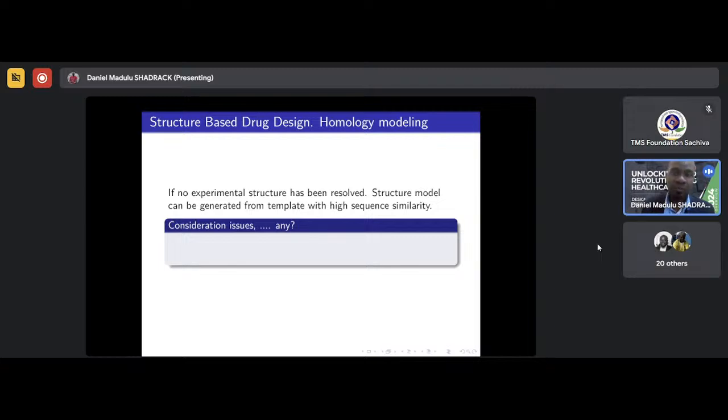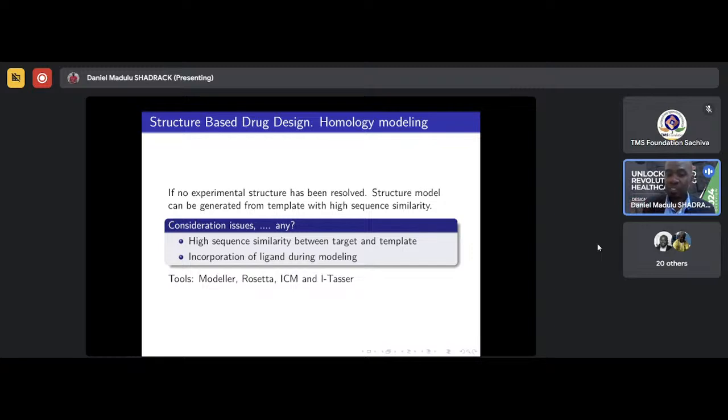Proteins, molecular targets, or resolving the proteins have shown very good validation and correlation to experimentally validated proteins. Homology modeling is also used computationally to model the protein if it's not experimentally solved.